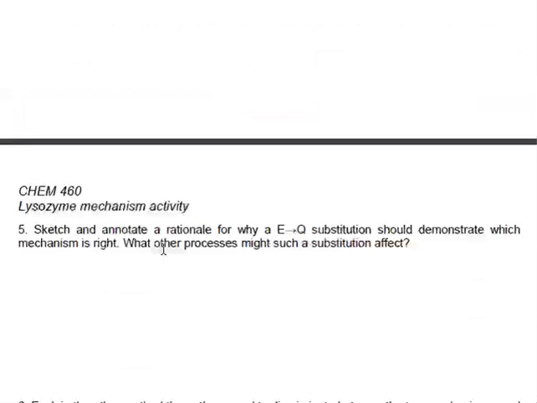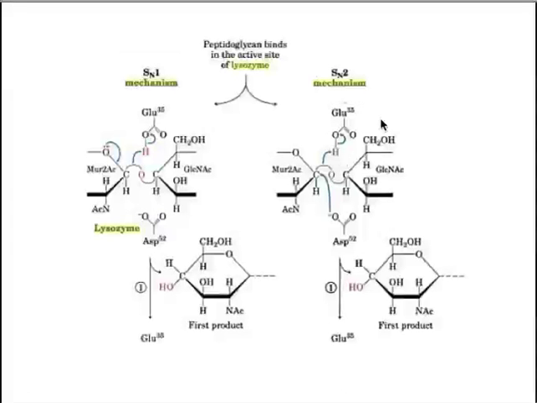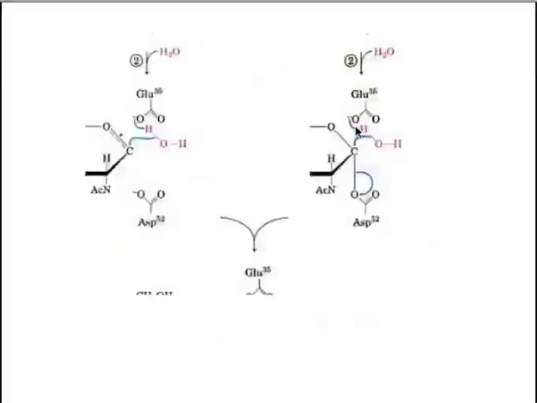Okay, next question. Sketch and annotate a rationale why an E to Q substitution should demonstrate which mechanism is right. What other processes might such a substitution affect? Well, if we mutate this glutamic acid to a glutamine, then we can't carry out the critical step, which is the attack by this hydroxyl on this anomeric carbon of the covalent intermediate, thereby lengthening the lifetime of that covalent intermediate, allowing us to observe it.